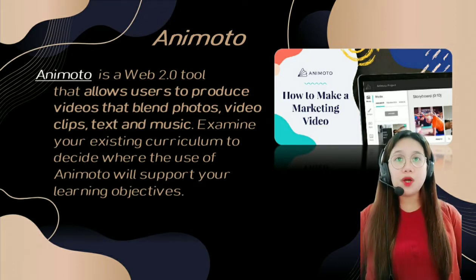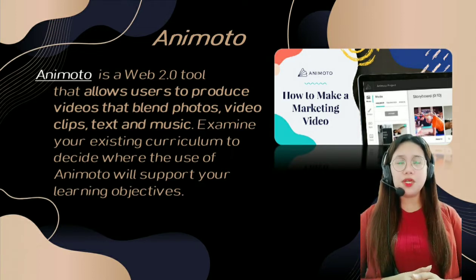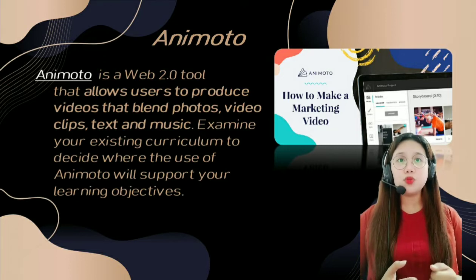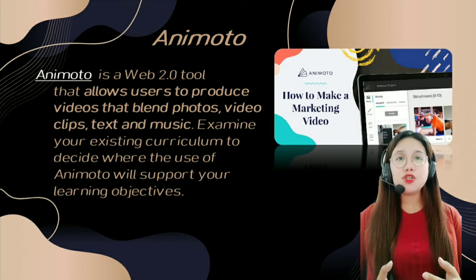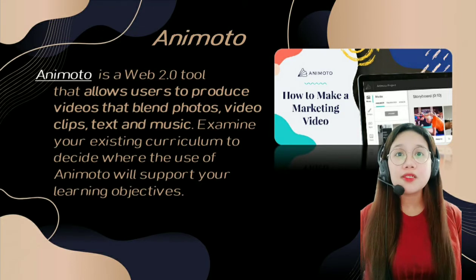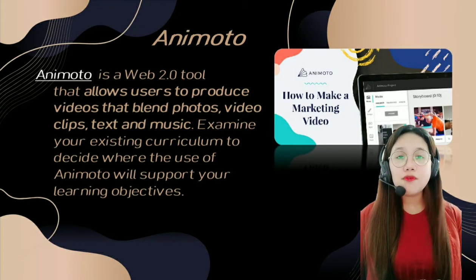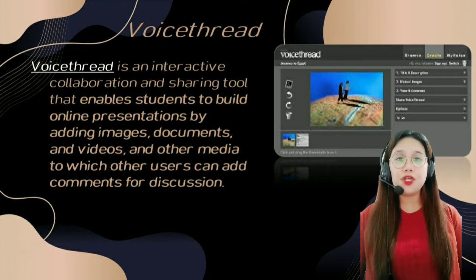So the third one is Animoto. So I know some of you are thinking, what is Animoto? So it is a Web 2.0 tool that allows users to produce videos that blend photos, video clips, text, and also music. So examine your existing curriculum to decide where the use of Animoto will support your learning objectives.